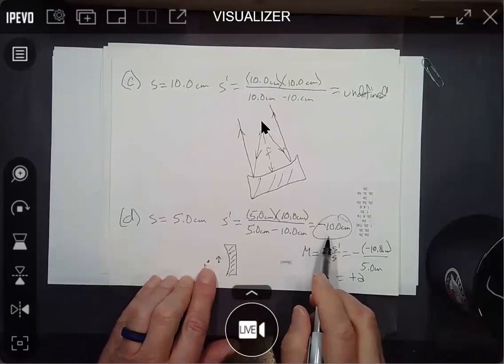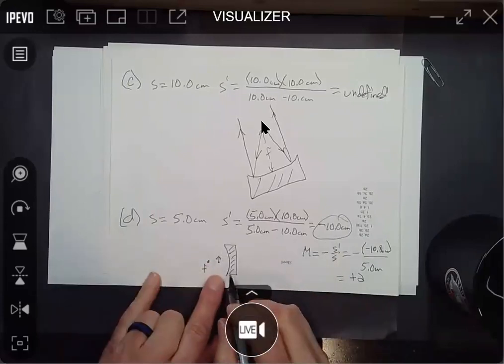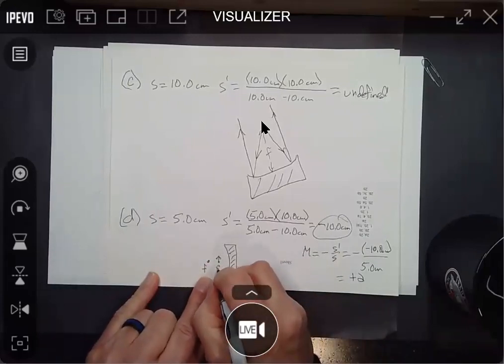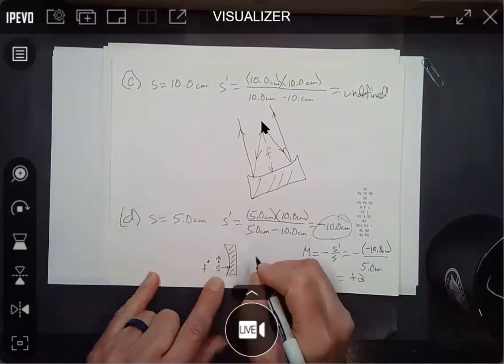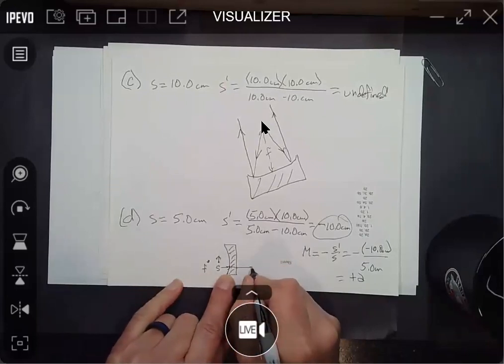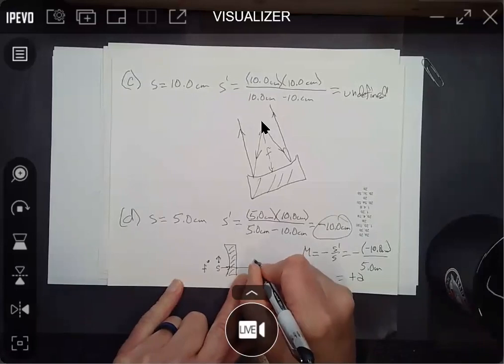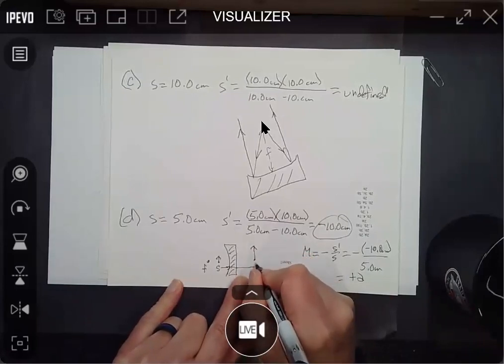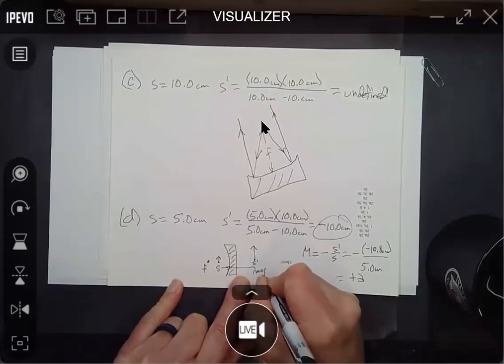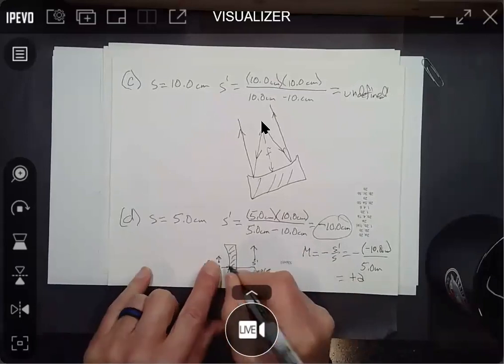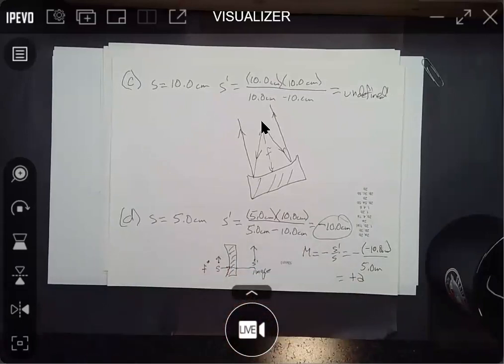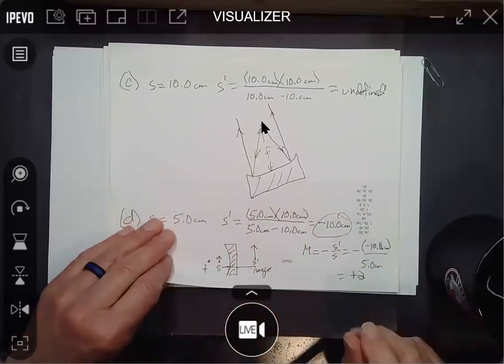So let's see, this is twice as far away as the object was. Here's going to be S, that distance. S prime is going to be twice that distance, so it's going to appear behind the mirror, but it's going to be twice as big. So here's the image. It's upright and it'll be twice as big as the original. So all that stuff I can tell by looking at these equations.